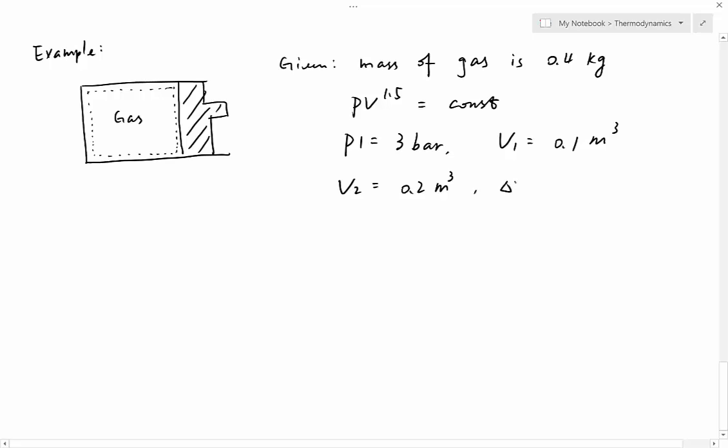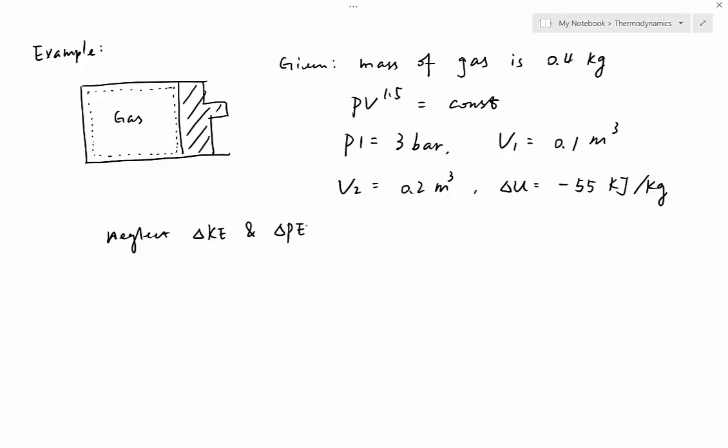And then we tell you delta lowercase u is equal to negative 55 kilojoule per kilogram. Delta means change. Lowercase u is specific internal energy. So the change of the specific internal energy of my gas is negative 55 kilojoules per kilogram. So that means the internal energy of my gas is going down. And then the problem said you can neglect delta KE and delta PE. So you can neglect the change of kinetic energy and the change of the potential energy.